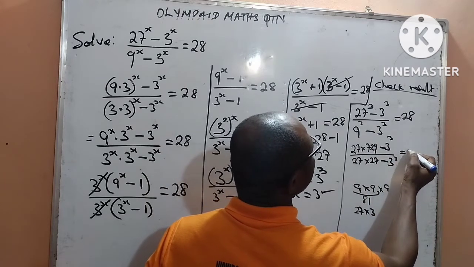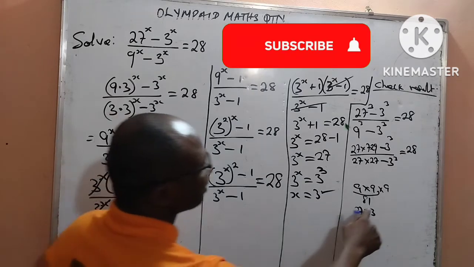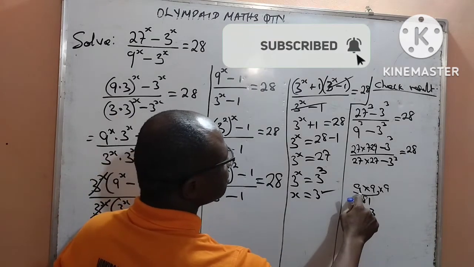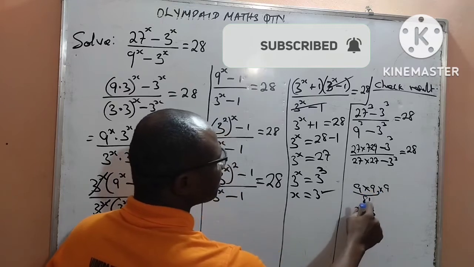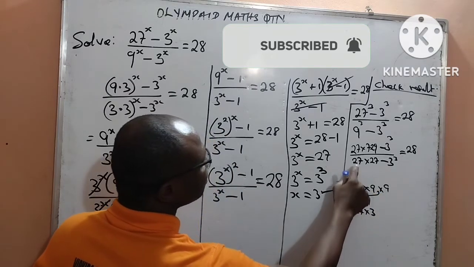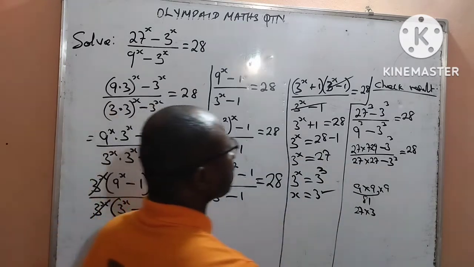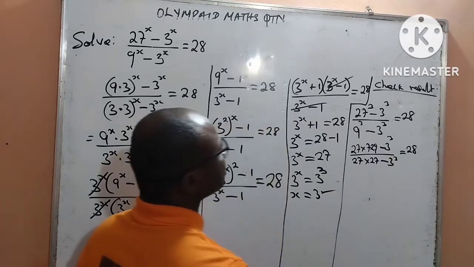Is it equal to 28? Okay, sorry, yes. 9 times 9 times 9, 9 times 9 is 81, and 81 is the same thing as 27 times 3. So I now have 27 written here, and this 3 times 9 is also 27, so we're in order. Therefore, we can now move on.